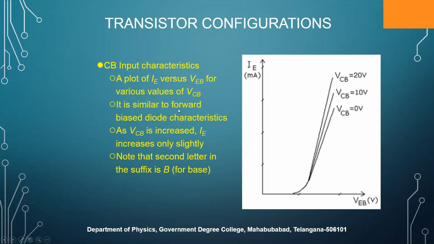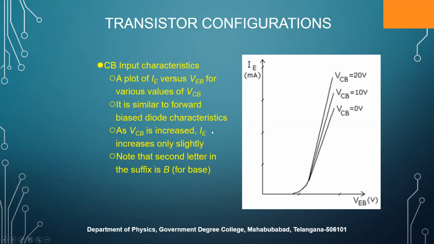It is similar to forward bias diode characteristics, because in forward bias, the diode characteristics are also the same as this. That's why they are similar. The input characteristics of a common base transistor will be similar to our junction diode forward bias characteristics.